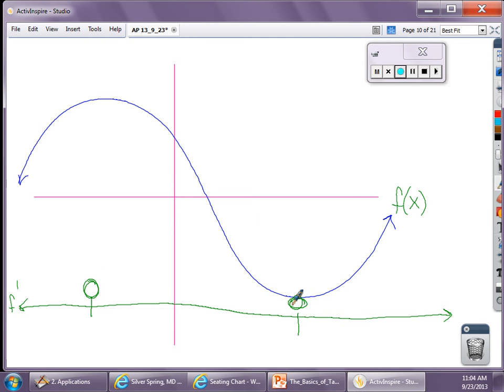Okay? Prior to the first 0, what sign should I put? Plus, minus? Plus. After? Minus. After? Okay.